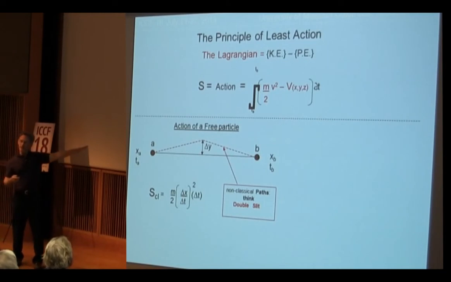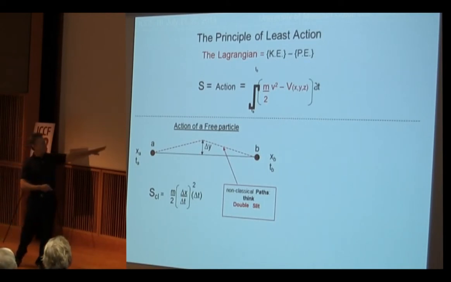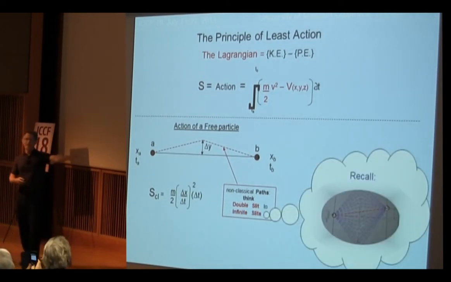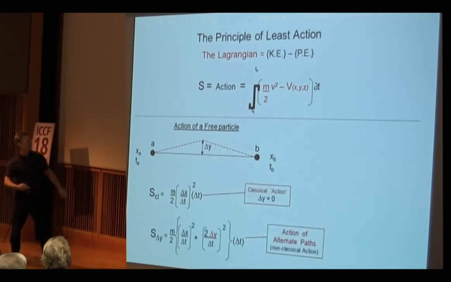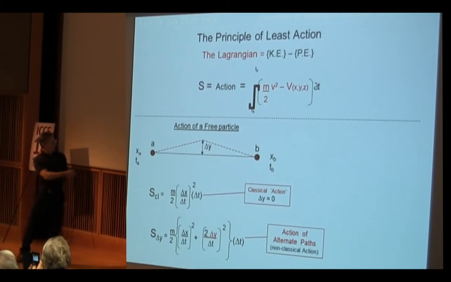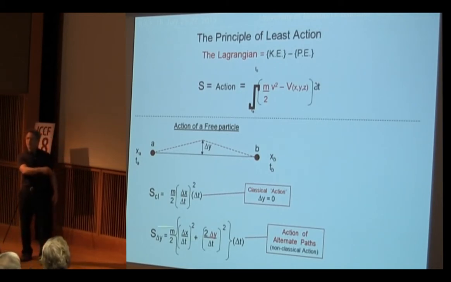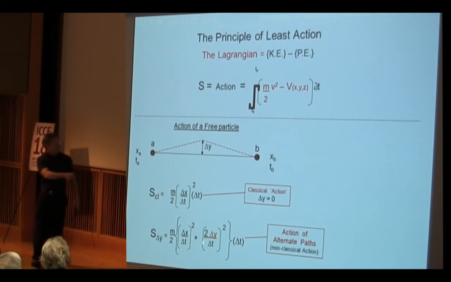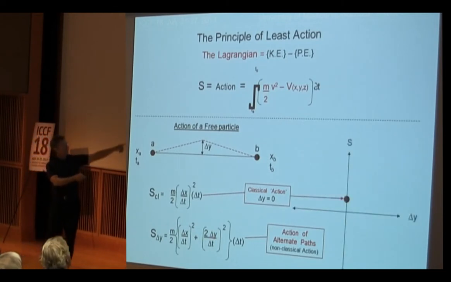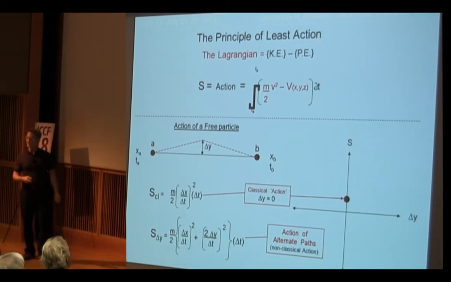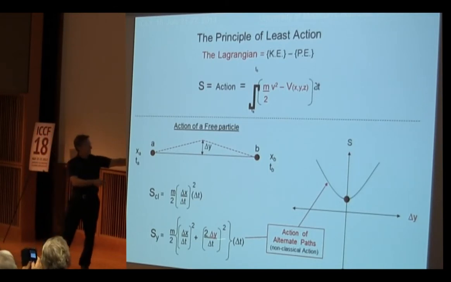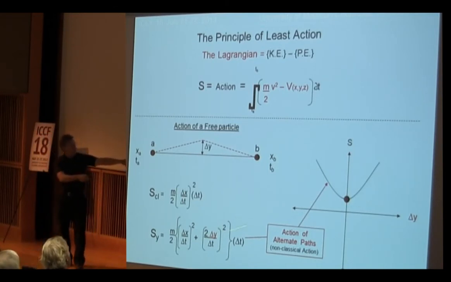And you think double slit, all right? But we're going to want infinite slits. So we're going to have to let delta y vary. So these are all the non-classical actions, and we let delta y vary. We want to graph this, so we're going to get the classical action. Delta y equals 0 there, because it's the classical path. And the non-classical path is a squared function of delta y, so it's going to be a parabola, pretty simple for this particular example.